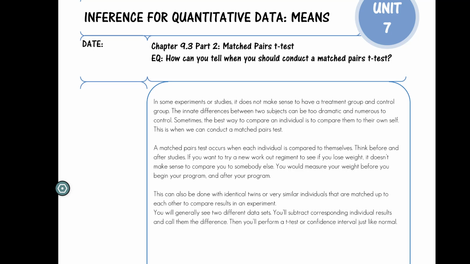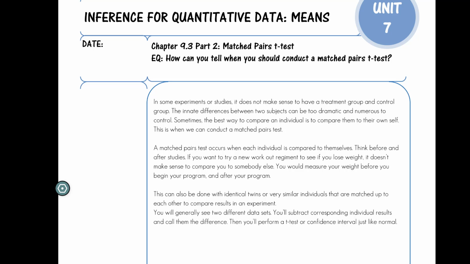That's our EQ. Well, in some experiments or studies, it does not make sense to have a treatment group and control group. The innate differences between two subjects can be too dramatic and just so numerous to control that we may end up with a lot of confounding variables. So sometimes the best way to compare an individual is to compare them to their own self. This is when we conduct a matched pairs test.